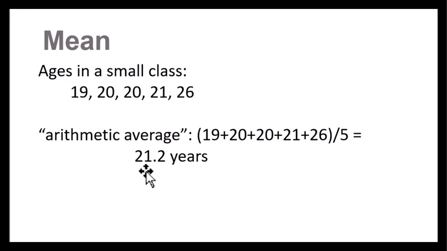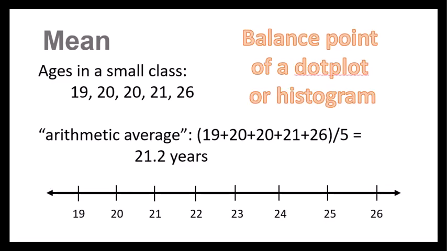It's giving us a type of average. And the way you can think about the mean is, imagine we took these ages and plotted them as a dot plot on a number line. So we have a dot here at 19, one at 20, another at 20, one at 21, and then one over here at 26. If you imagine these as actual objects on the number line, the arithmetic average is actually the balance point on that number line. So 21.2 would be right about here. This is saying that if these little dots represented masses on that number line, the balance point would be right at this fulcrum in the middle.